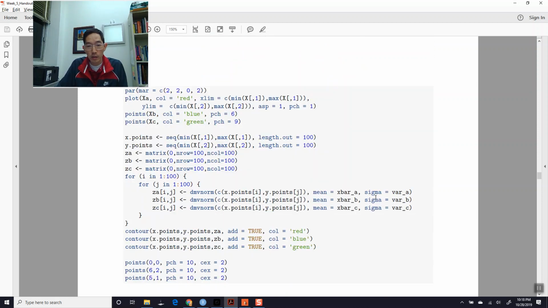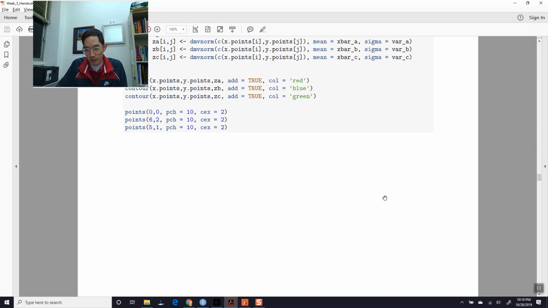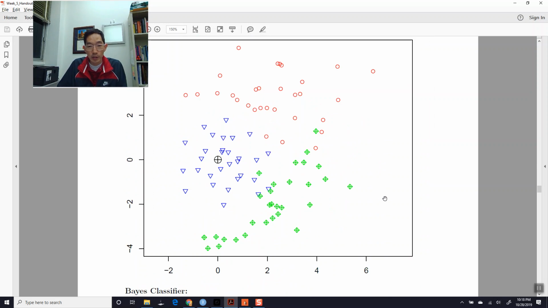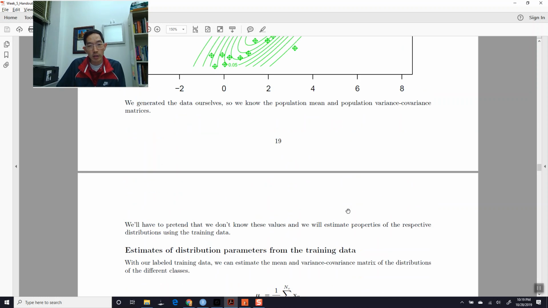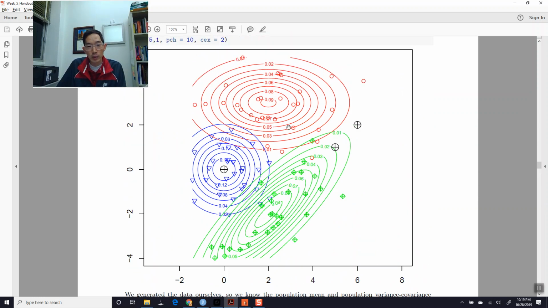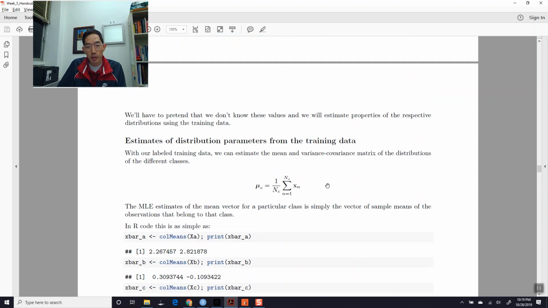Let me just show the example here. This is what our data would look like in real life. We don't get to see those ellipses. We don't get to see the normal distributions that produce these things. We just have to estimate them. And so on this page, I show how we are going to estimate those parameters.